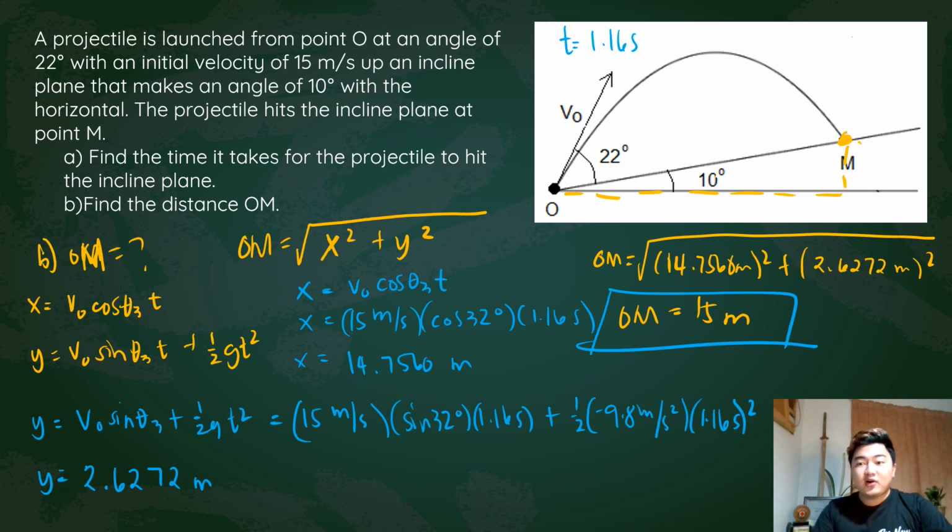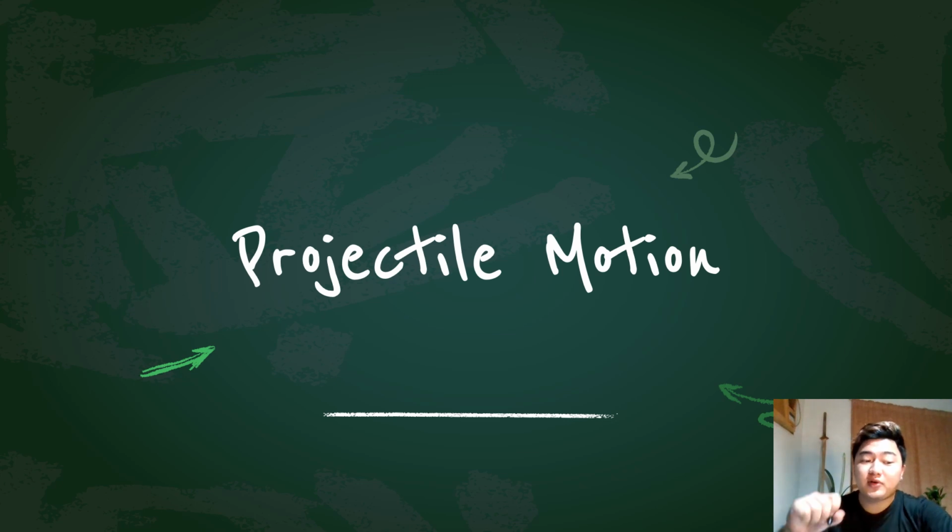So that's it for our sample problems for projectile motion. So again, projectile motion can be horizontally launched or launched at an angle with respect to the horizontal. I hope you have understood well our lesson in projectile motion, and we have also had a practice on how to solve variables in word problems involving projectile motion.